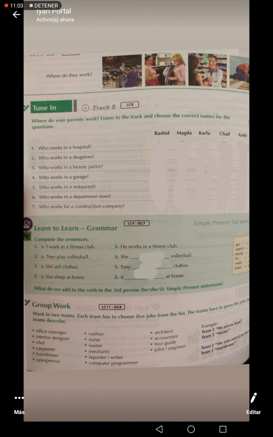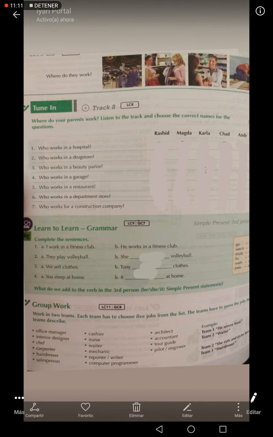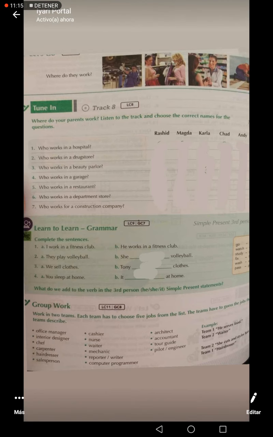It says complete the sentences. So here we have 4 sentences with different answers. Yes, number 1 is already completed. I work in a fitness club. He works in a fitness club. So this is first person singular, and this is third person singular.